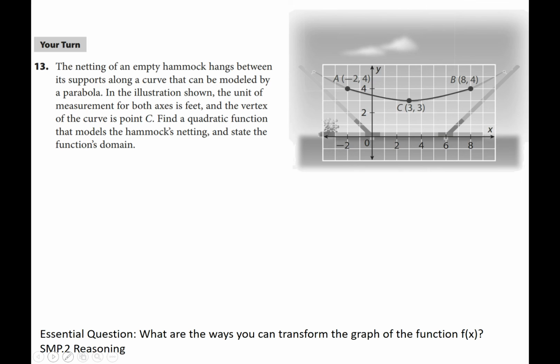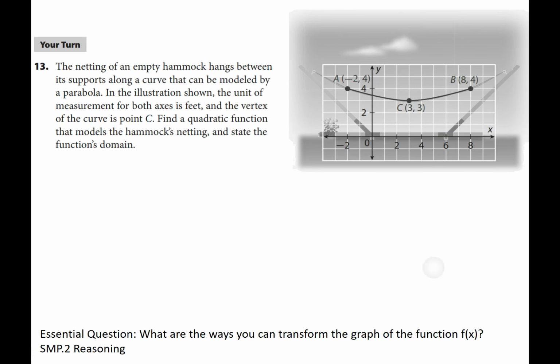All right, we're going to do one more here, and then that's it. The netting of an empty hammock hangs between its supports along a curve that can be modeled by a parabola. In the illustration shown, the unit of the measurement for both axes is feet, and the vertex of the curve is point C. Find a quadratic function that models the hammock's netting and state the function's domain.